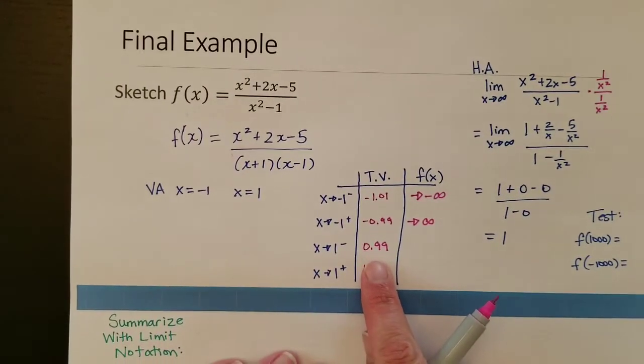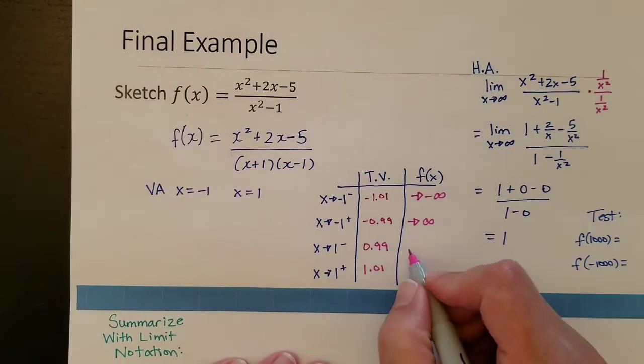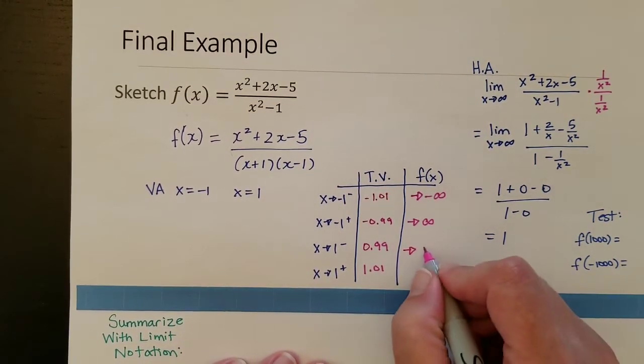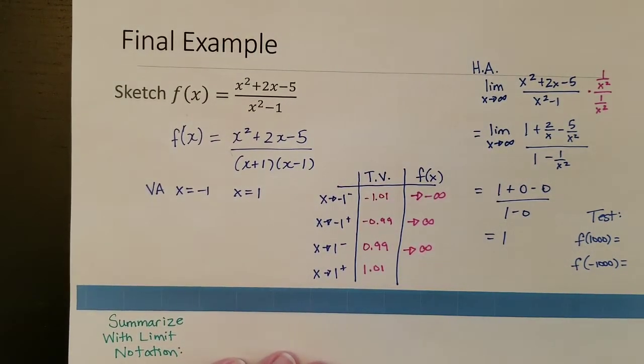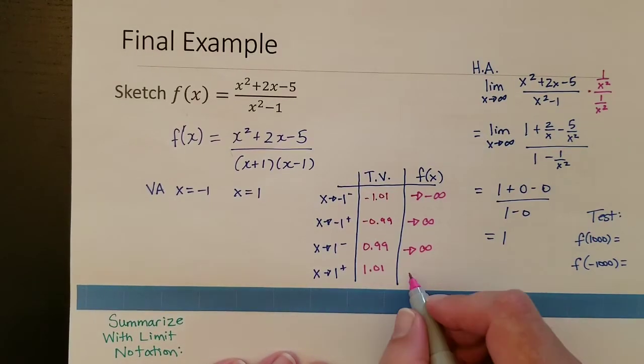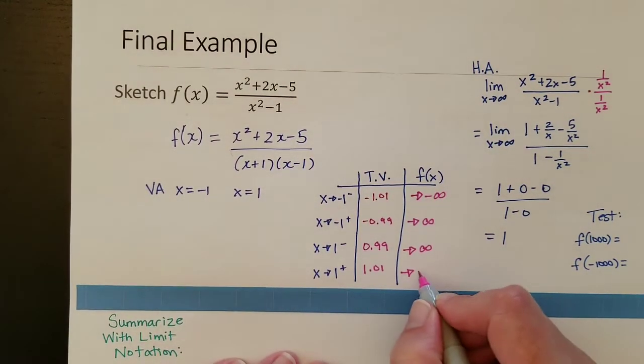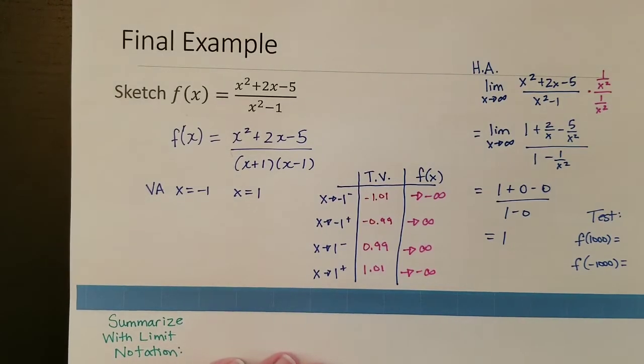If you take +0.99, we will end up getting a value approaching positive infinity. So on the left side of that x = +1 asymptote, it'll be going up to positive infinity. And here we end up approaching negative infinity.